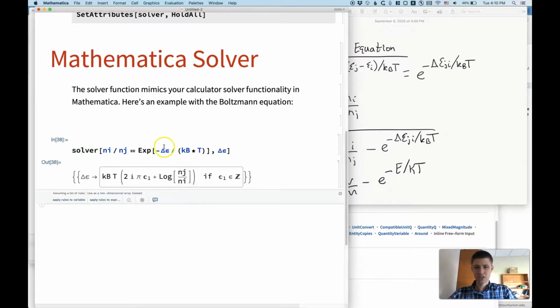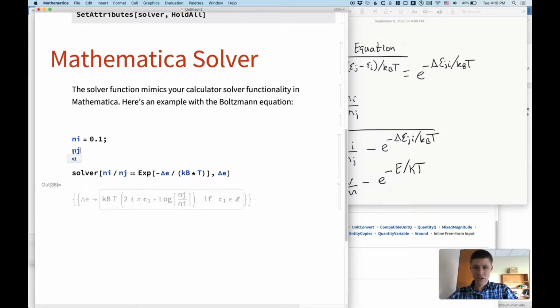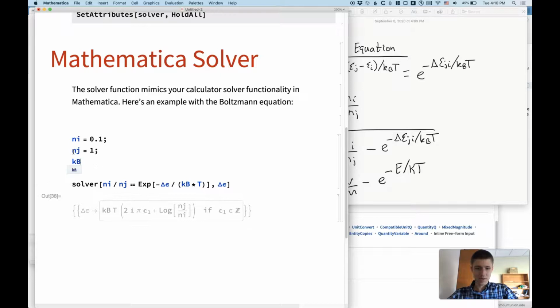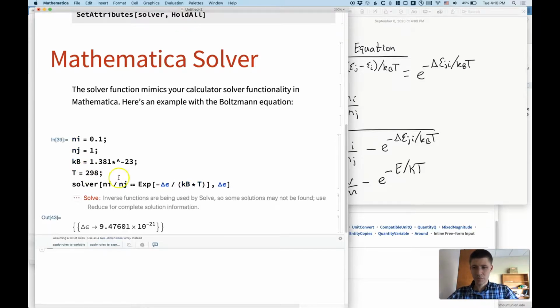That gives us our equation, but that's not really what we want. We want to plug this in with some values in it. So I'll do the same example I gave in the video. Ni is equal to 0.1, Nj is equal to 1, kB equals 1.381 times 10 to the minus 23, and we'll do T is equal to 298 Kelvin for now, and plug that in. And there it goes. It gives us our delta E, in this case in joules, since we put kB in joules. So this is the answer.